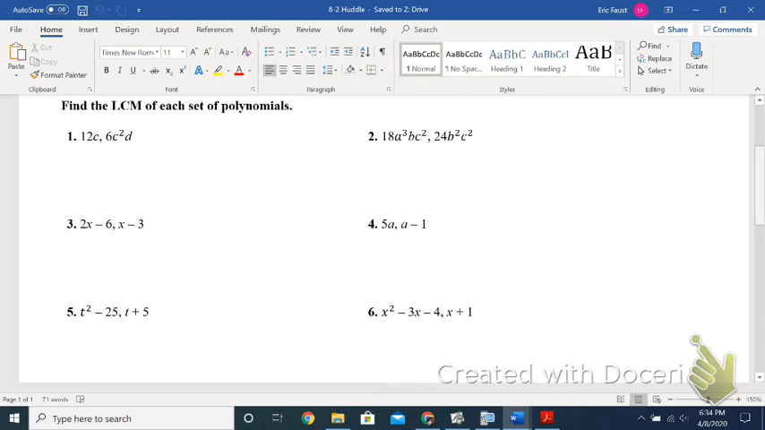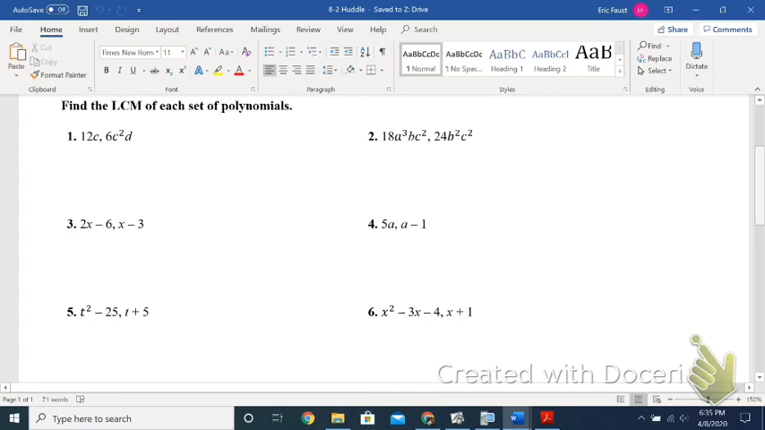All right. So number 1 should be 12c squared d. 2 is 72 a cubed b squared c squared. 3 is 2 times x minus 3. I had it multiplied, but I don't want to confuse you. So 2 times 2 parentheses x minus 3. Sounds good.